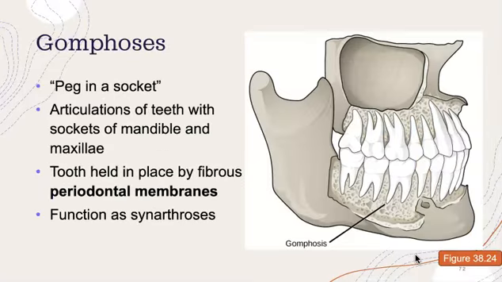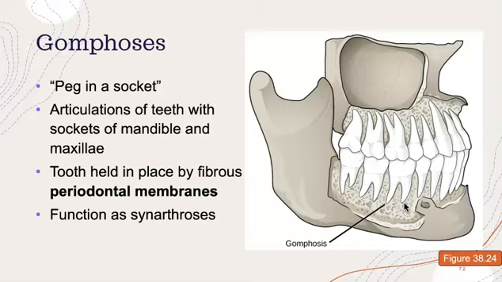Then we have gomphoses, and this is a peg in socket, meaning that we've got an articulation of these teeth within the sockets of the maxilla here, and within the sockets down here in the mandible. So the tooth is held in place. We don't see it pictured here, but there are periodontal membranes that encircle this area. They function as synarthroses, meaning they are immobile. We don't really want our teeth to move too much, unless of course we're using braces, but you know that takes time, right?